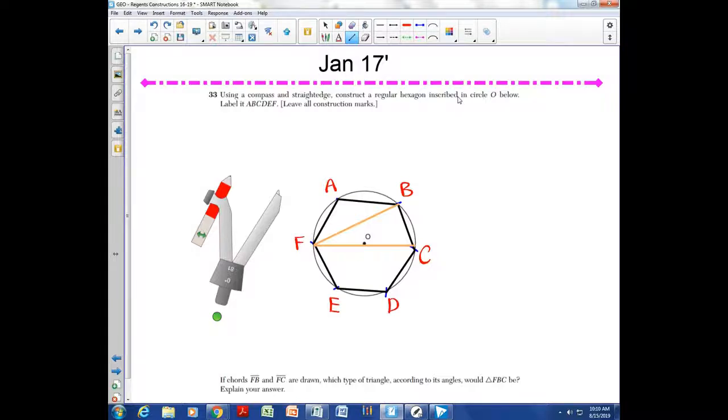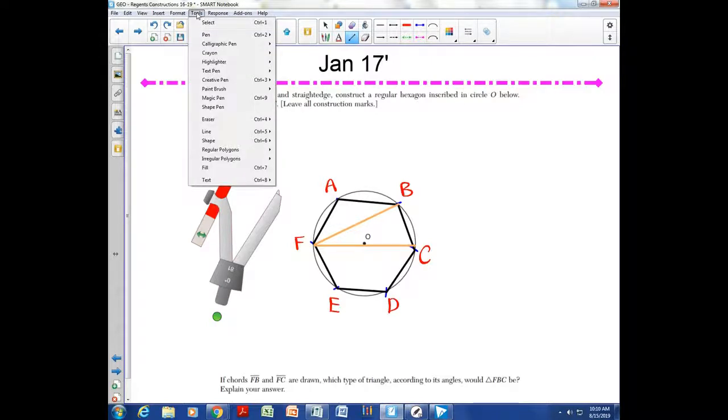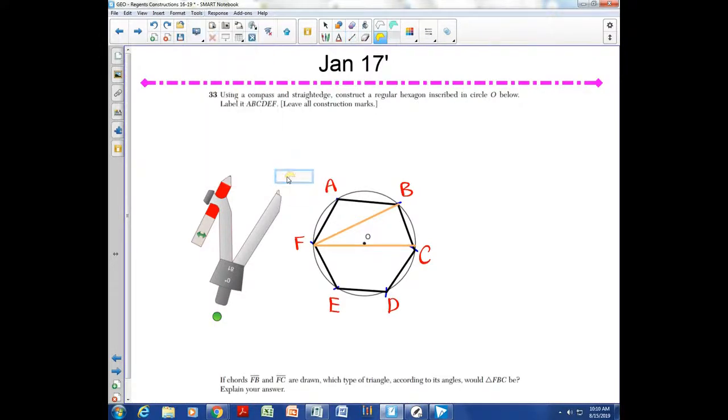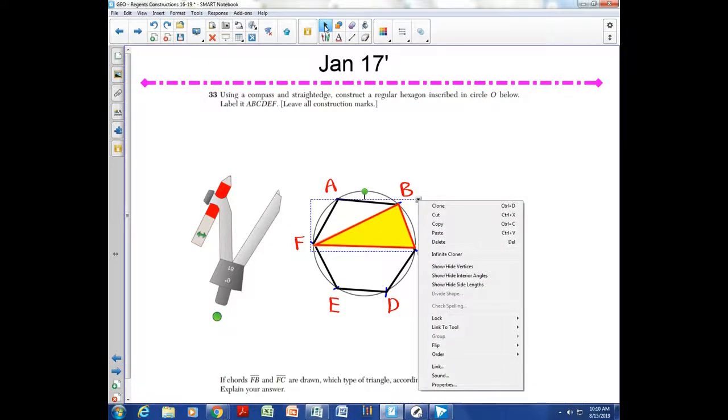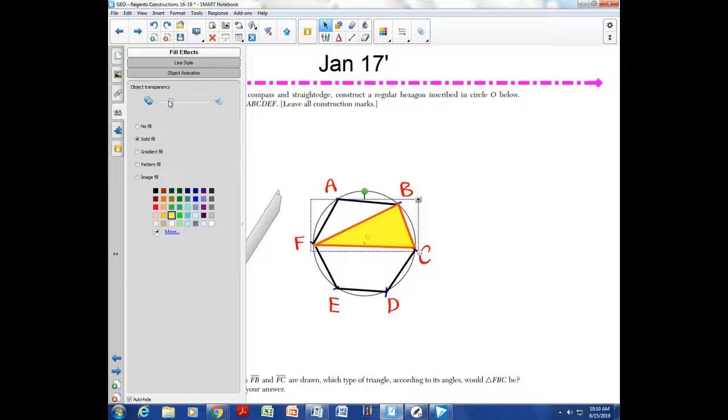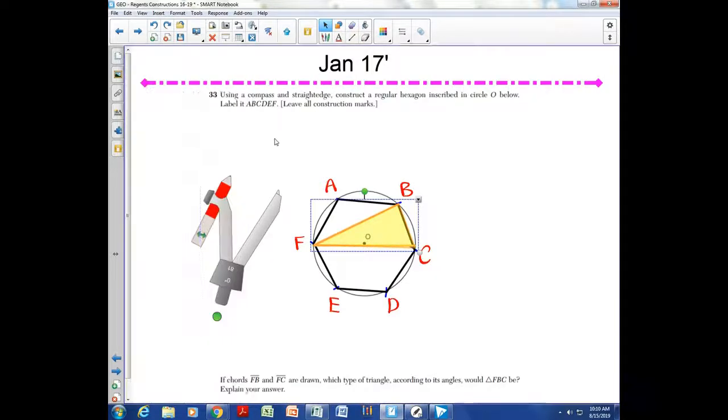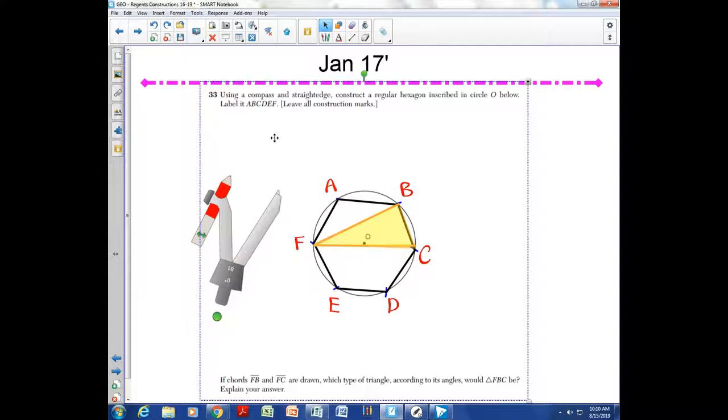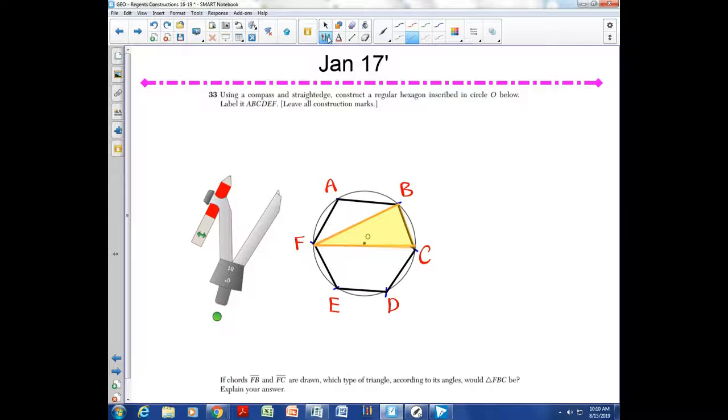be? I'll use my little tool here, my irregular pentagon tool, just so you could see that triangle a little bit better. So F, C, B, right? And I'll use my properties tool to bring it down a little bit so you can see it. Yeah, so there's that triangle. So what type of triangle would that be? Well, here we have to use some of our knowledge about inscribed angles to a circle.